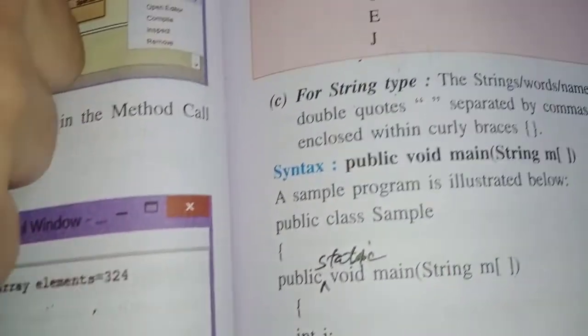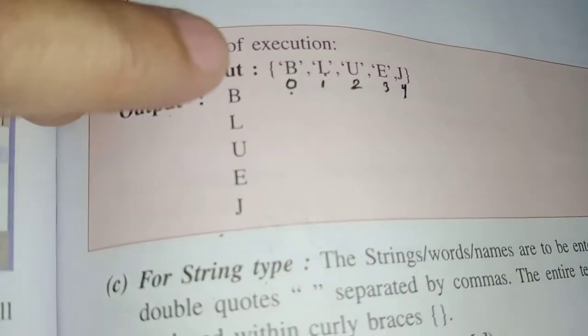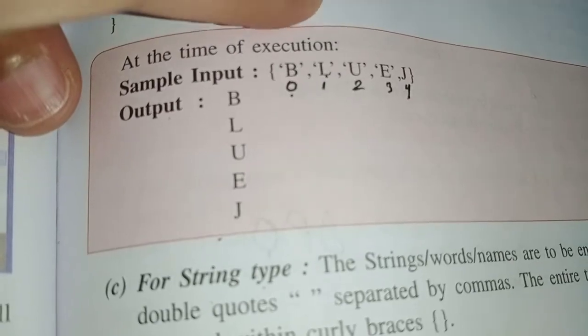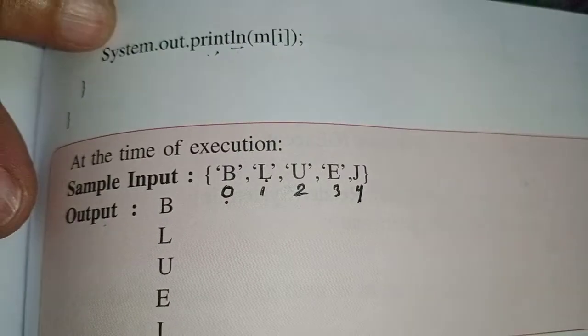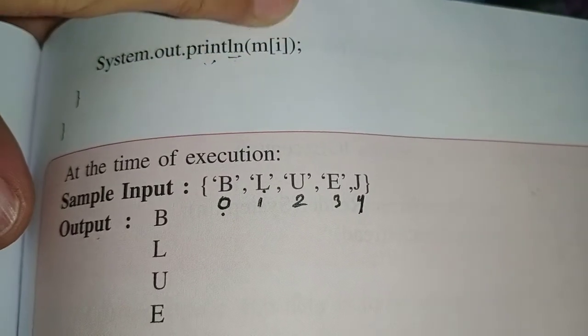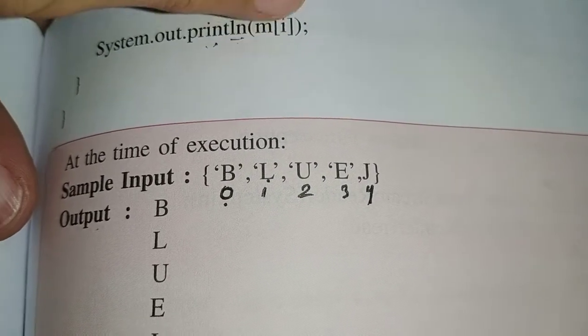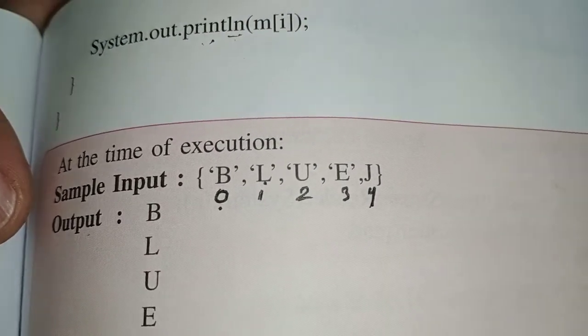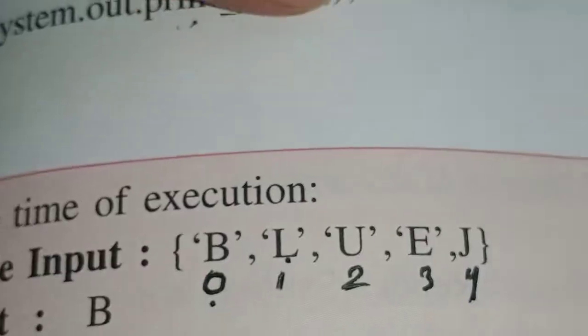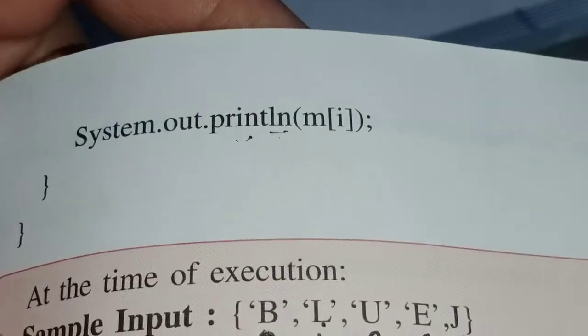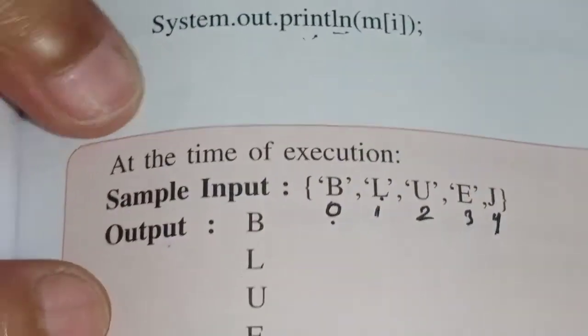Now you do not have to calculate, you just have to display the characters. So System.out.println(m[i]). See here, System.out.println(m[i]). It will display the character at i position. I position 0, 1, 2, 3, and so on. It will display. And close curly brackets.